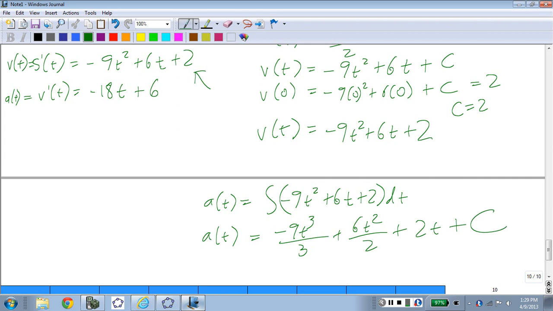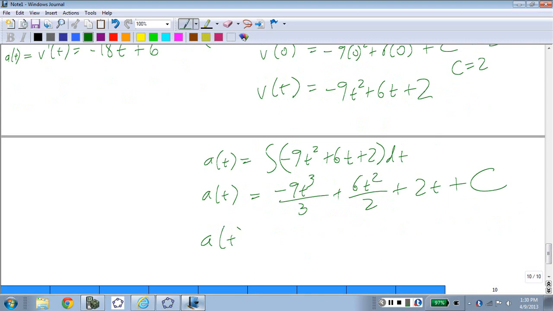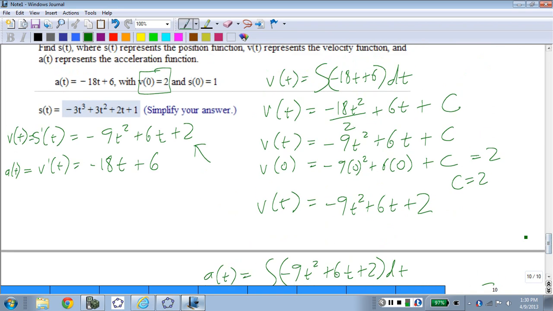We put away that first constant, so this is a completely different constant. So what do we get? S of t equals negative 3t cubed plus 3t squared plus 2t plus c. How do we find the c? Plug in the 0. Use this initial condition, it's called. S of 0 equals 1.